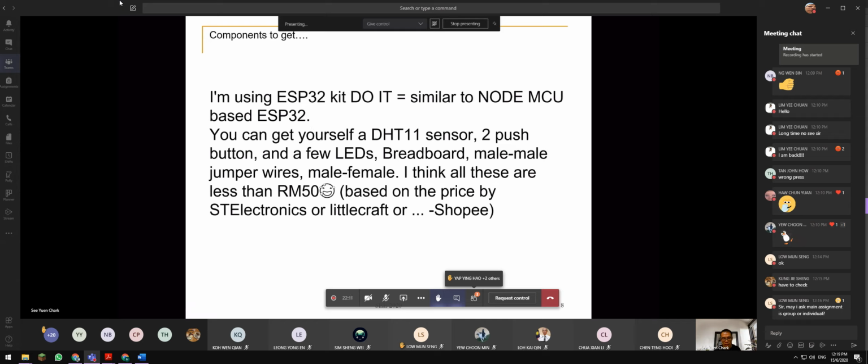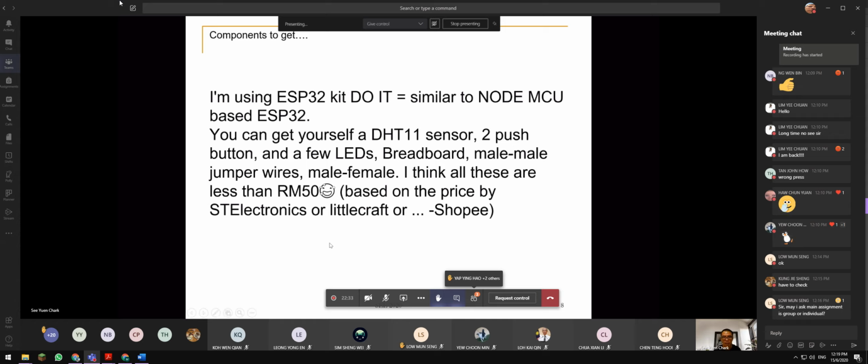Class, actually all these components are available in the lab, for those in the Klang Valley. If you don't want to purchase, you can actually loan them from our Sungai Long campus. Let me know if you want to loan them.